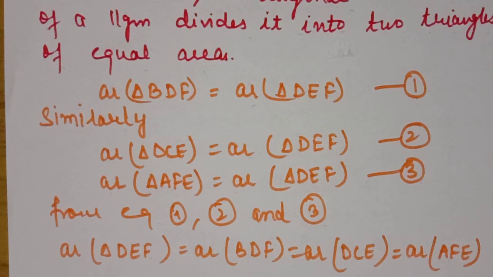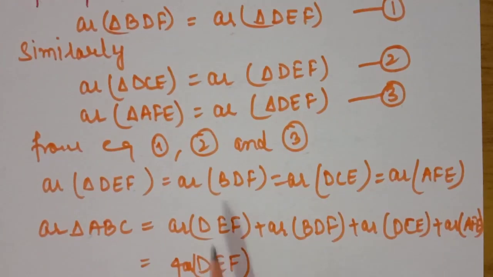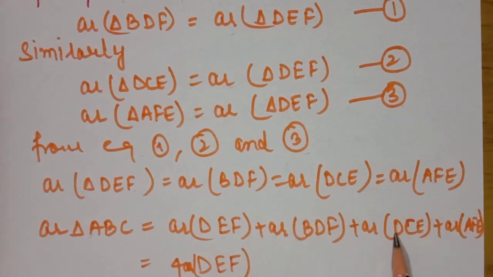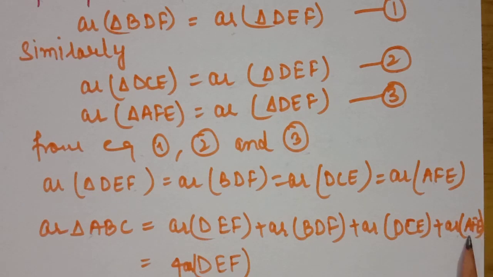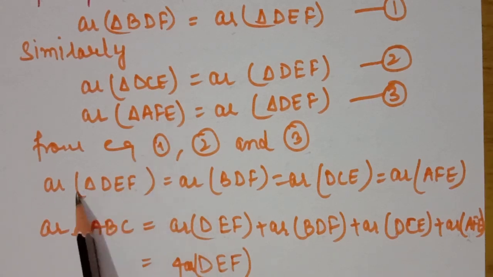Area of triangle ABC, we can convert to area of DEF plus area of BDF plus area of DCE plus area of AEF. So we can replace all 4 triangles with triangle DEF because all 4 areas are equal to each other. So DEF, DEF, DEF, DEF. So we have area of 4 triangles of DEF.